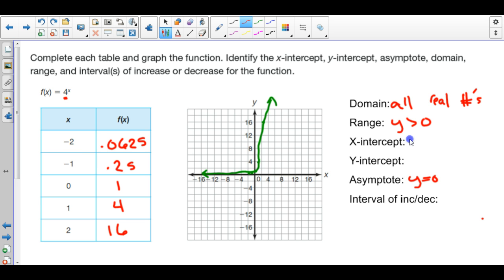Which means that we're never going to cross the x-axis. So you're going to write none for x-intercept. And then think about the y-intercept. Y-intercept is where the x value is 0. So our y-intercept in this case is the point (0, 1).